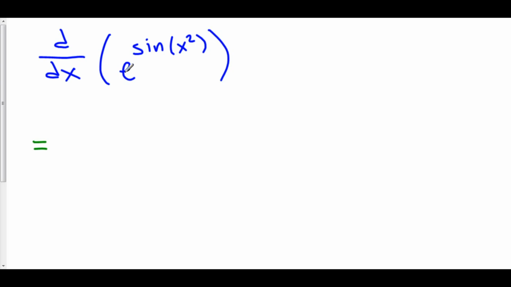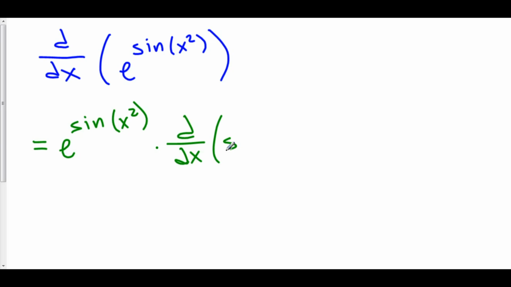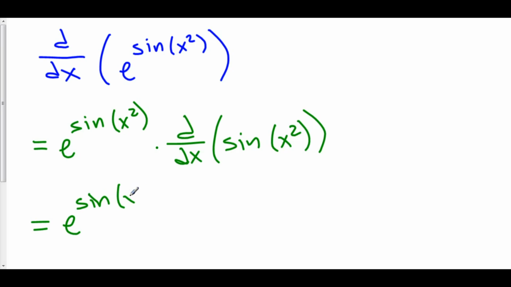The derivative of e to the stuff is e to the stuff times the derivative of the stuff. I'm going to rewrite this as the derivative of sine of stuff, because when you take the derivative of this stuff up here, we have to use chain rule yet again. Because our stuff is really sine of stuff. And when we take the derivative of sine of stuff, well, we have to use chain rule.